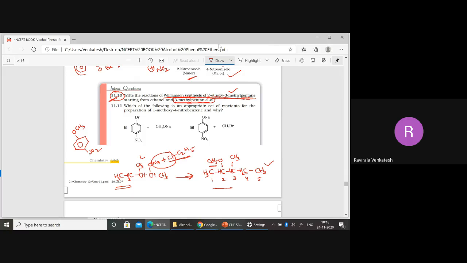Here, according to the Williamson synthesis reaction, the alkoxide must be the bulky group. Correct or not? Tell me. How many of you remember this one? The alkoxide must be the bulky group. How many of you remember this one?